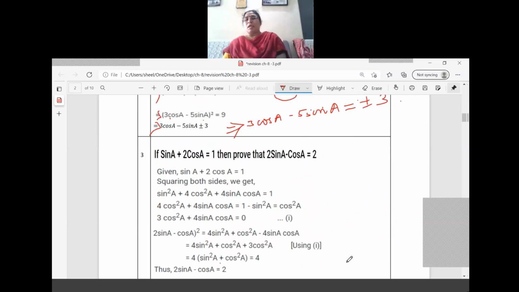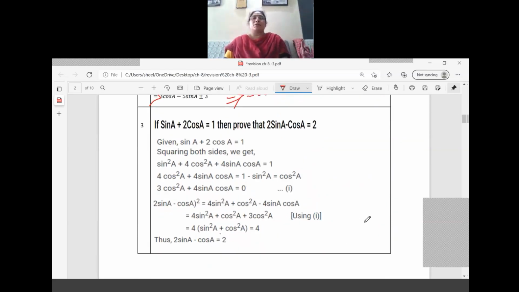Now what is the next question? If sin a plus 2 cos a equals 1, prove that 2 sin a cos a equals 2 only. So again the same rule, squaring on both the sides. So sin square a plus 4 cos square a plus 4 sin a cos a equals 1 only.